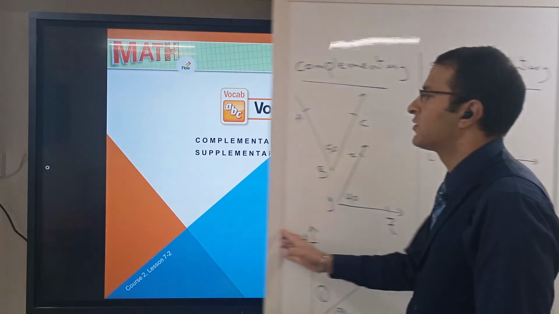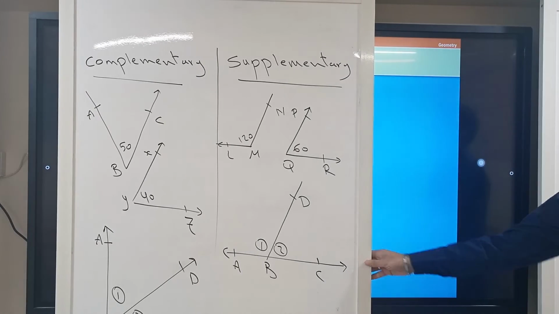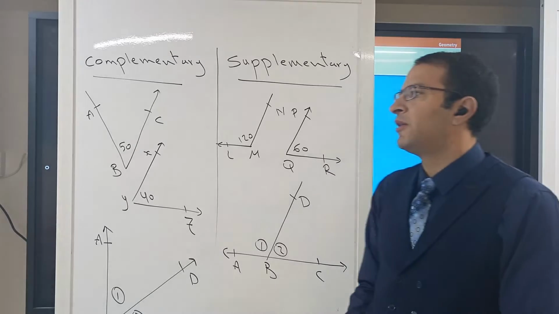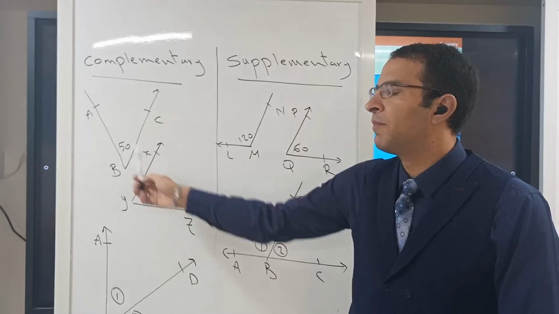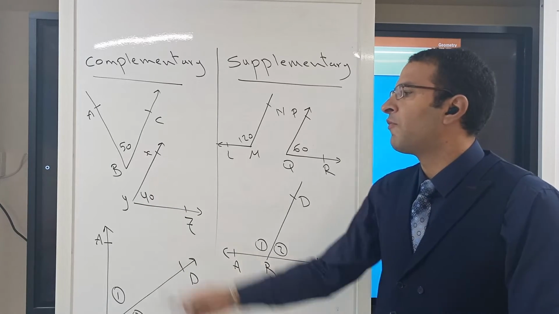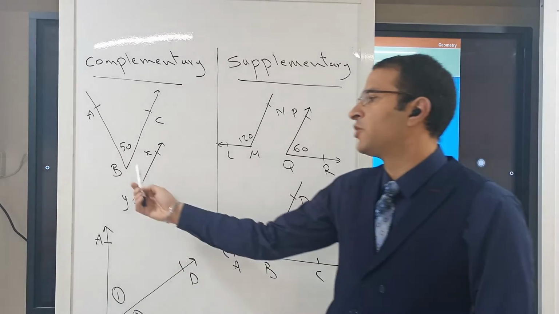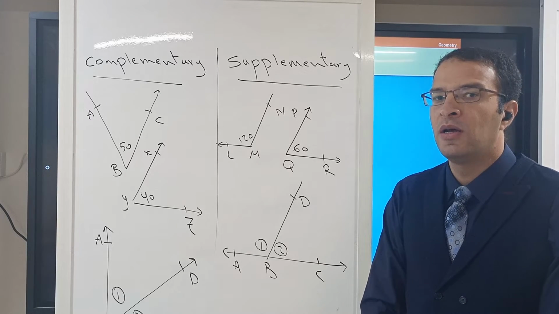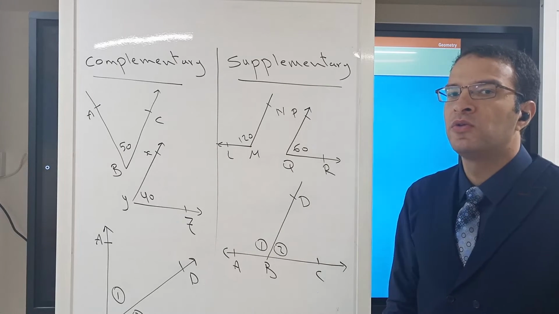Before we start our lesson, we need to take care about this. This is a complementary angle and the supplementary angle. What is the meaning of the complementary? They are two angles. We must have two angles. Pair of angles. The sum of their measure is equal to what? Is equal to 90. So if I add measure of angle B plus measure of angle Y, the sum of them is equal to 90. So the complementary, they are two angles only.